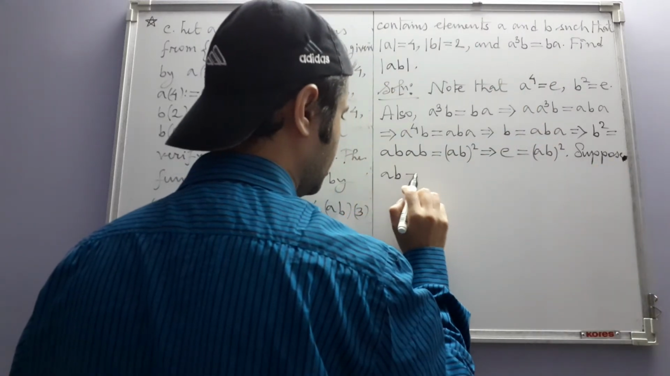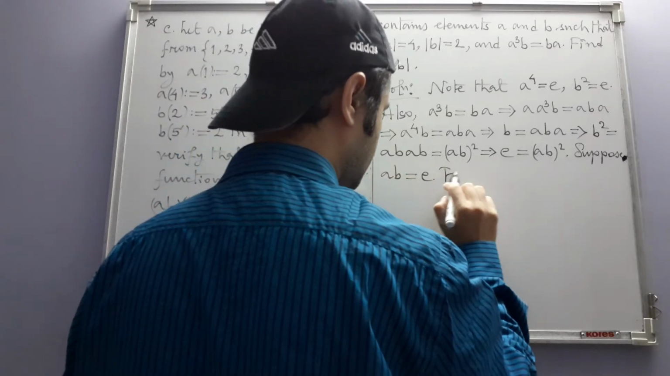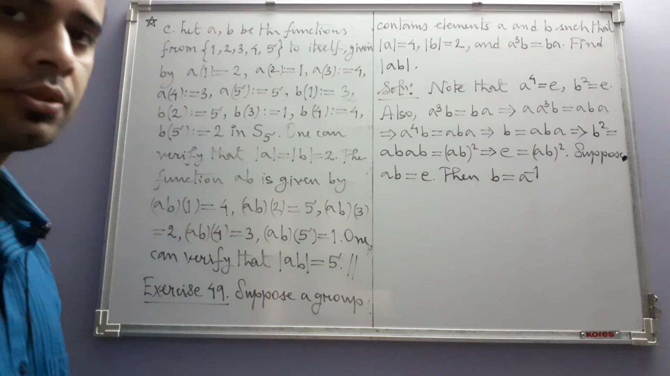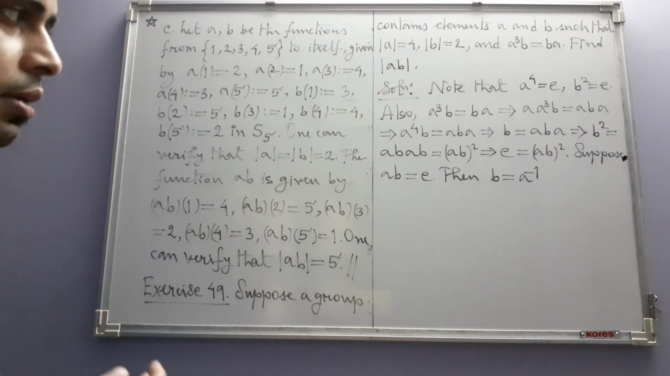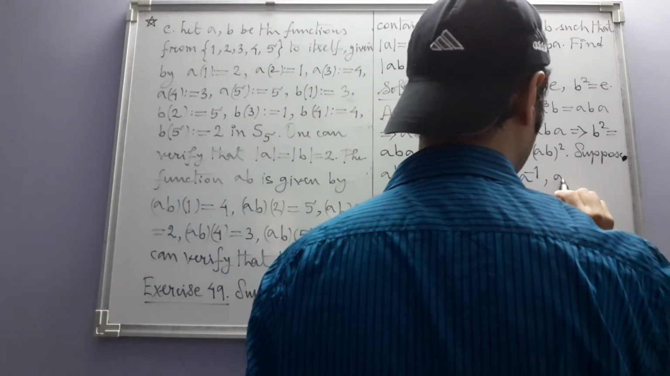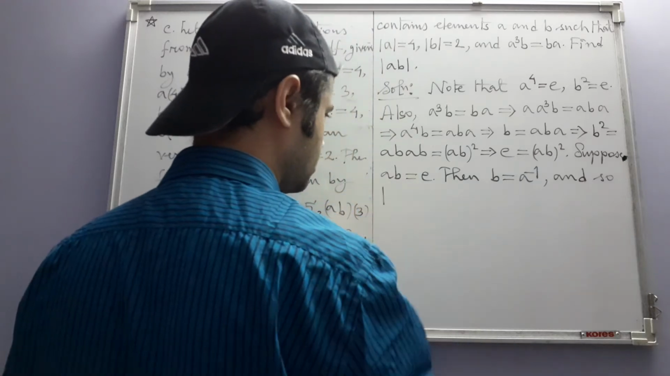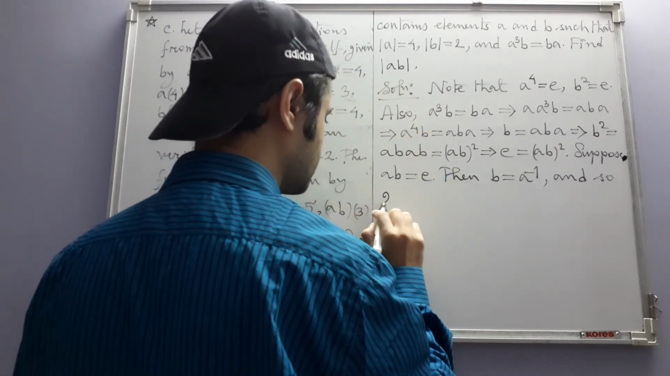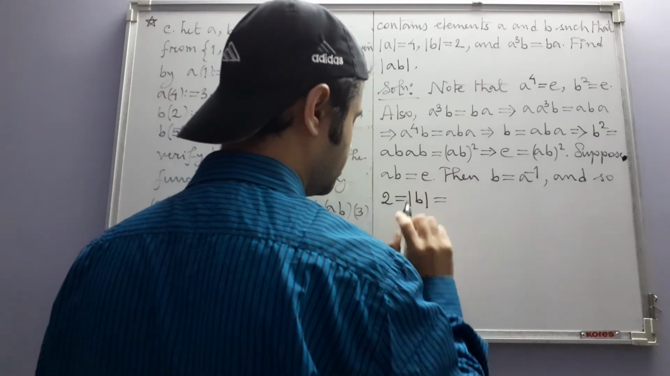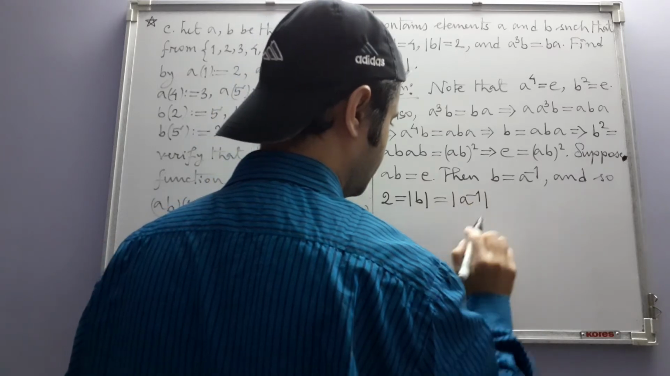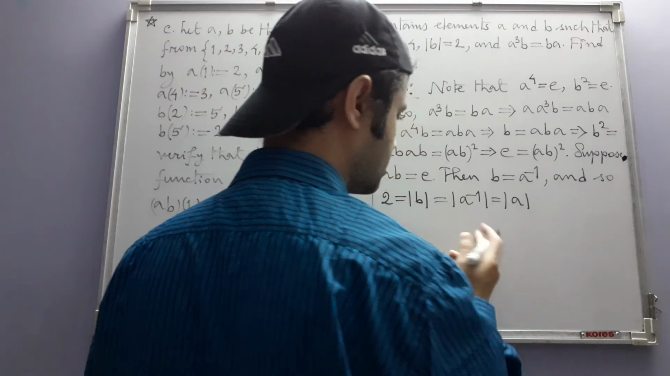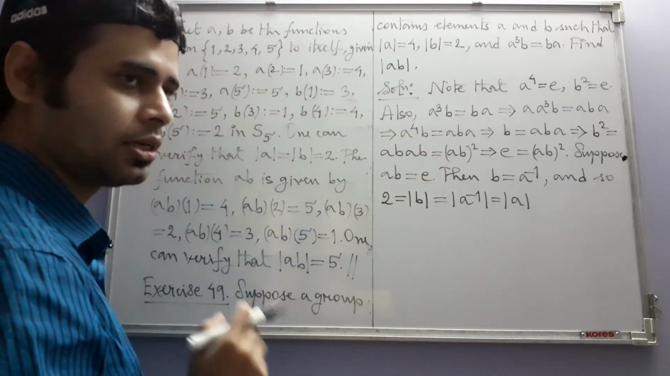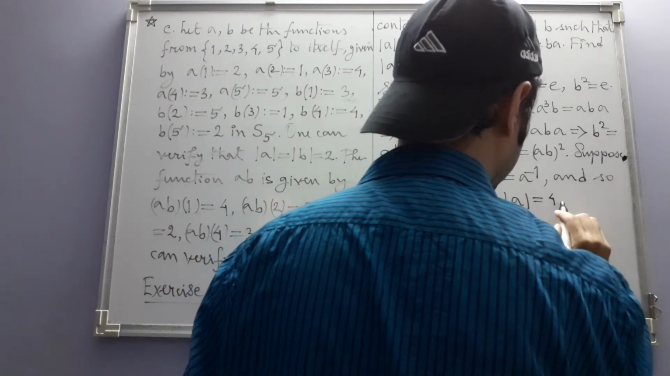Suppose AB is equal to the identity, then B is equal to A inverse, and we know that an element in a group and its inverse have the same order, and so order of B, which is equal to 2, we can write like this: 2 equal to order of B will be equal to order of A inverse, which must be equal to the order of A. An element and its inverse have the same order. So this is equal to 4, a contradiction.